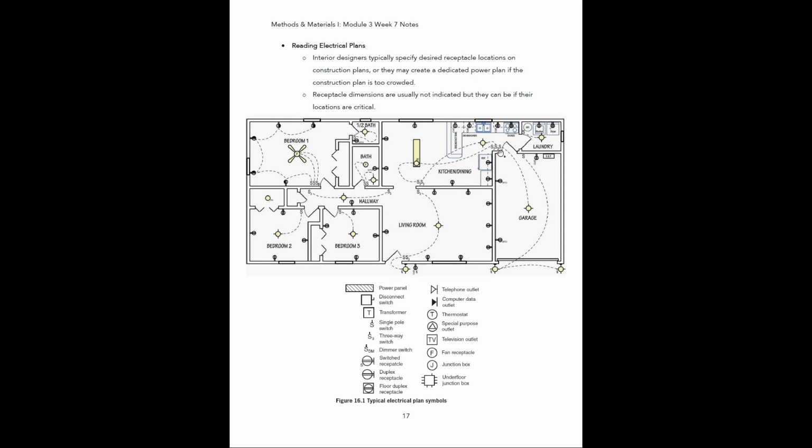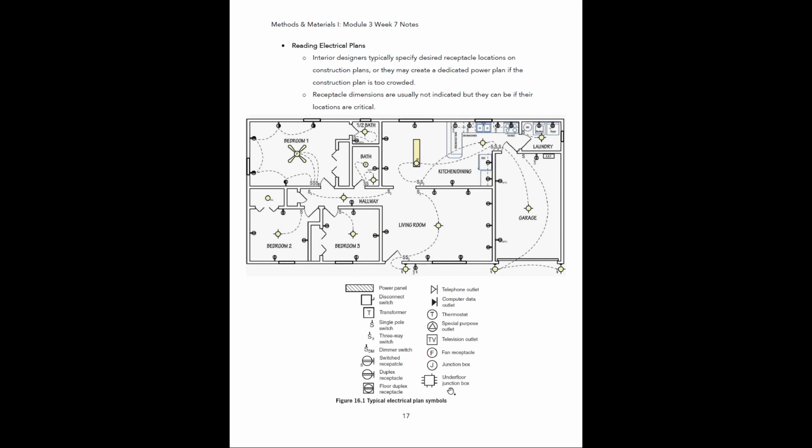Something that you're seeing here might be a typical sort of drawing that an interior designer might do, or this might be something done by an electrical consultant. Receptacle dimensions are usually not indicated on the plan, but they can be if the locations are critical. All right, so let's take a look at the plan that we have here and try to decipher it.